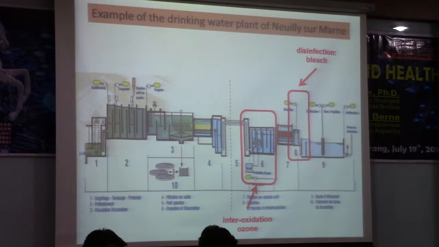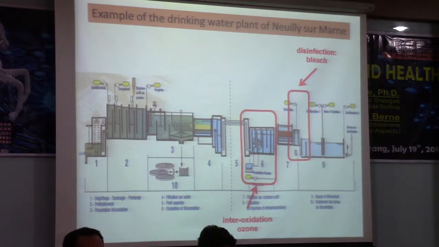So an example of a city near Paris, you have two steps of oxidation, with ozone mainly to remove natural organic matter and pesticides or other organic micropollutants, and then the final disinfection.